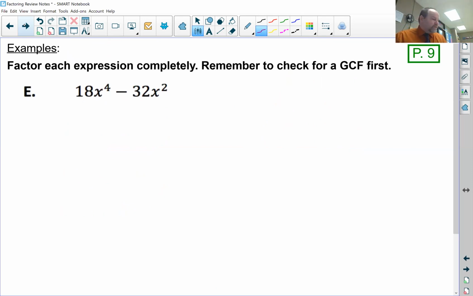All right, again, factor out the greatest common factor first. Is there a number that evenly divides into 18 and 32? 2 divides evenly into both. So 2 is going to be part of my greatest common factor. They also both have x's, and x squared is the smallest exponent, so I'm going to take that out. 18 divided by 2 is 9. I had x to the fourth. I took away 2 of the x's, leaves me with x squared. 32 divided by 2 is 16. I had x squared. I factored it out.